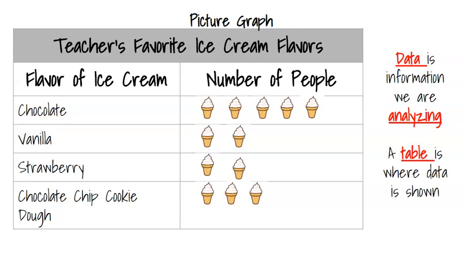Next, all of this information is shown on a table. So this, what looks like a chart here, where we have the title and we have the different flavors of ice cream and then the number of people who like it. This is called a table, and a table is where data is shown. A table is also where we are going to be making our picture graph and our pictograph. And I know it's complicated because I think in the past, people typically think of a table as something that you eat off of. But in math, like I said, a table shows data.